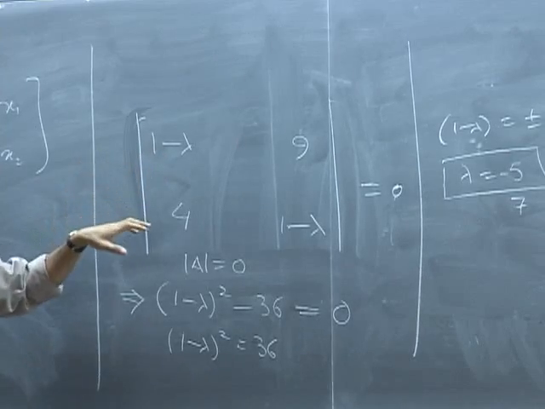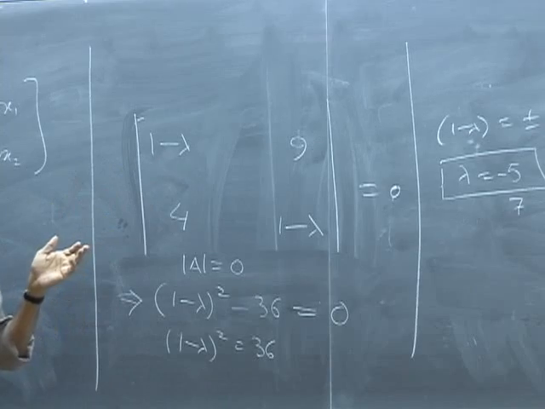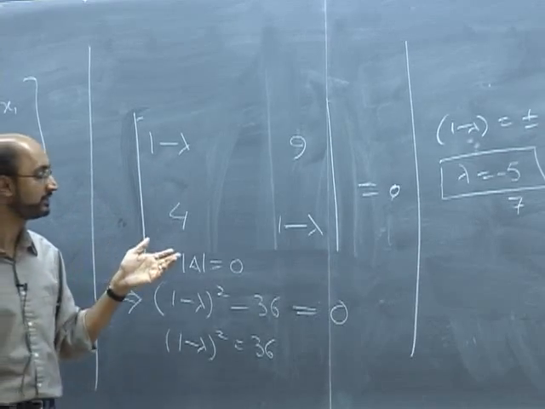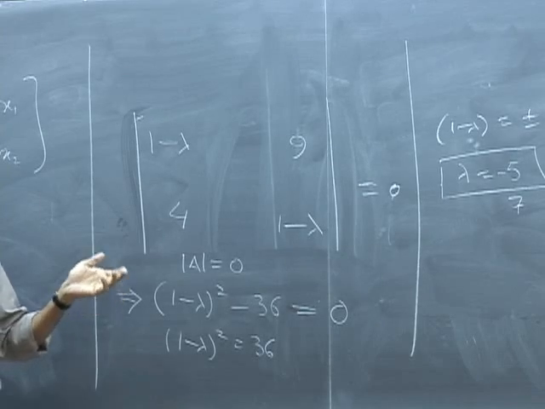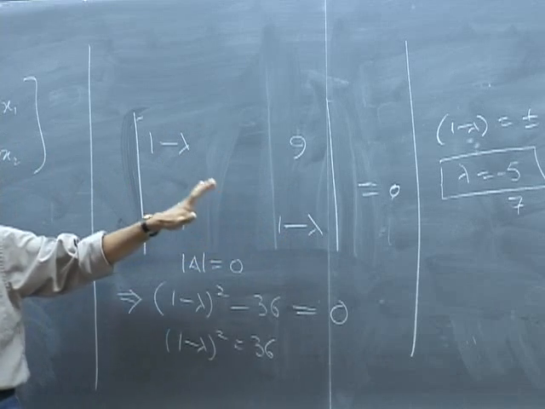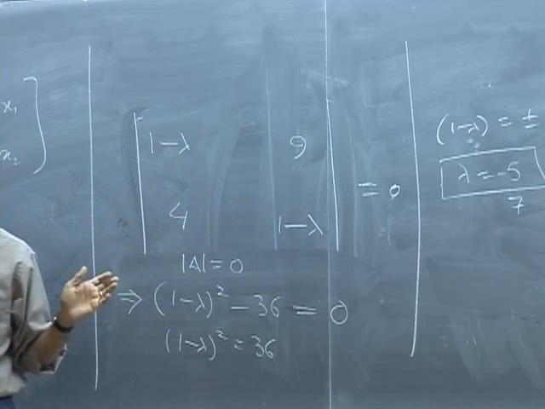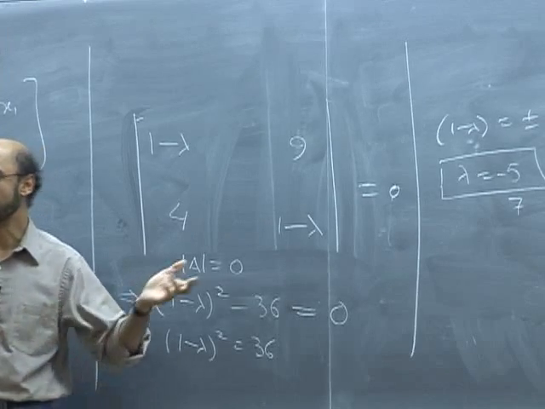If it has a rank of 1, you can't have two linearly independent equations coming out of it. And the rank is 1 because we chose the matrix to have a determinant of 0. We chose this value of lambda such that it was singular. It had a determinant of 0. So if the determinant is 0, if you remember, the matrix cannot be full rank.